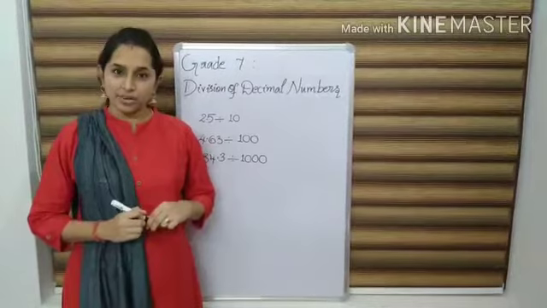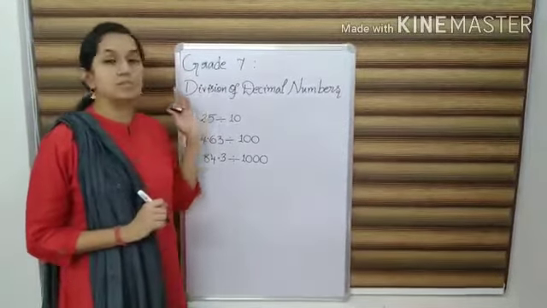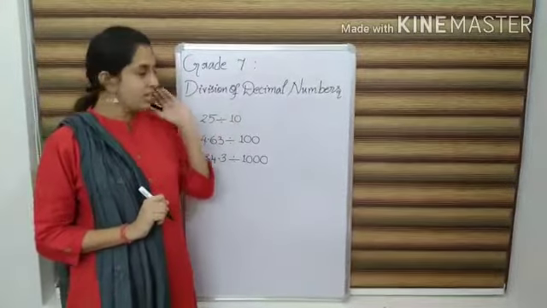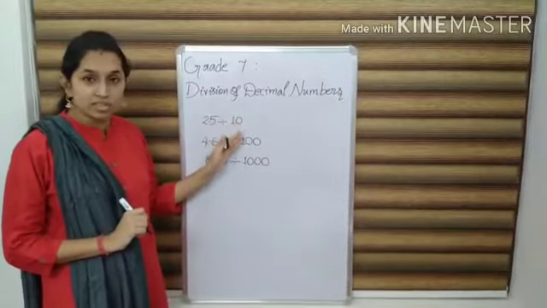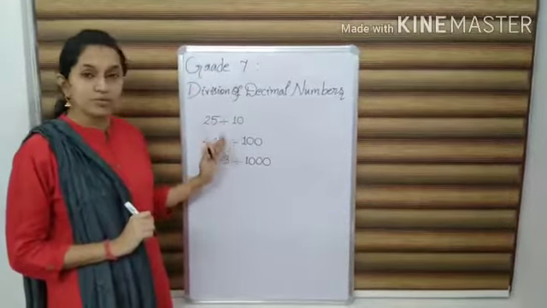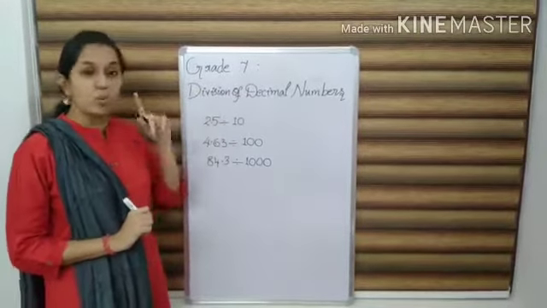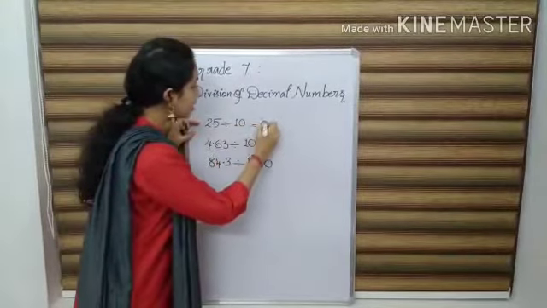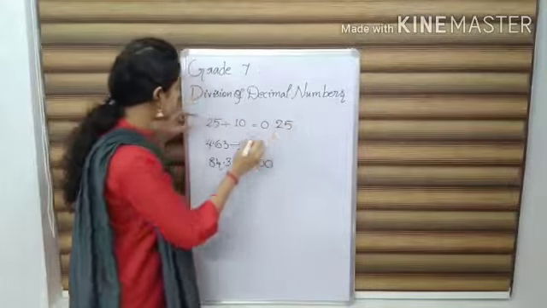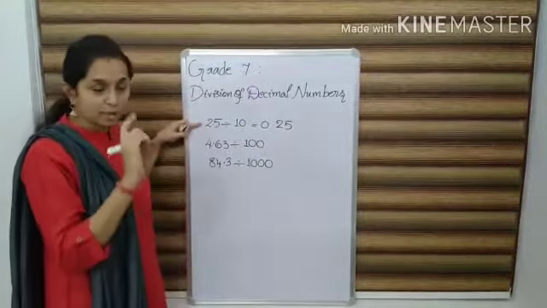First of all, let's revise division of decimal numbers by 10, 100 and 1000. The first question is 2.5 divided by 10. 10 has 1 zero, so we have to shift the decimal place towards left 1 place. So the answer becomes 0.25. Decimal has reached before 2, 1 place.